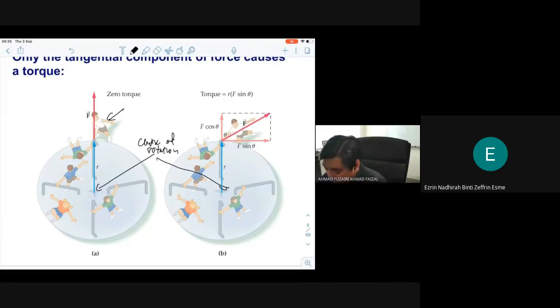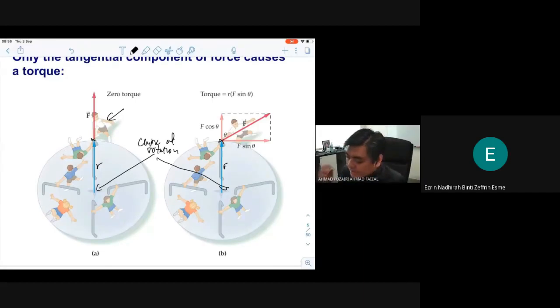Cuba tengok betul-betul. Antara center of rotation ke tempat lelaki yang berbaju putih tu, kita namakan dia sebagai R. Okay, sometimes kita boleh panggil dia sebagai radius, kadang-kadang kita boleh panggil dia lever arm. Lever arm maksud dia panjang daripada center kepada force. So let's say this is your point.